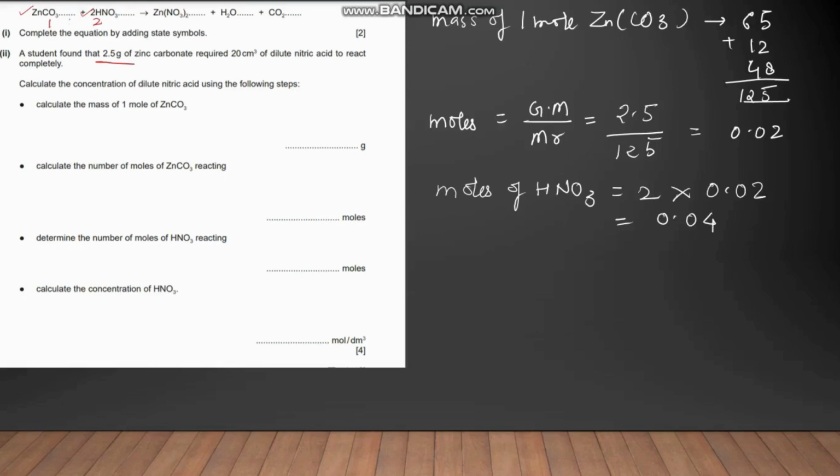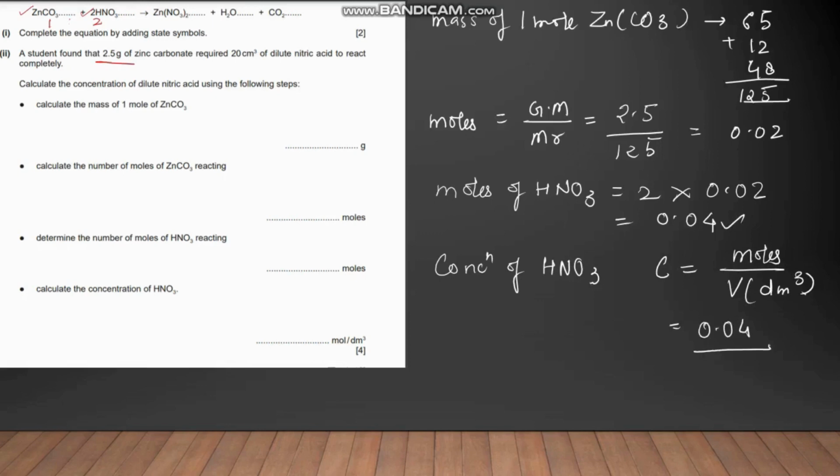The last step is to calculate the concentration of nitric acid. Concentration of nitric acid can be calculated using the formula concentration equals moles upon volume in decimeter cube. So moles we have from here 0.04, and the volume is given in the question as 20 centimeter cube. So we have to change it into decimeter cube. So 20 divided by 1000, that 1000 will come on the top like this, and the final answer will be 2 decimeter cube.